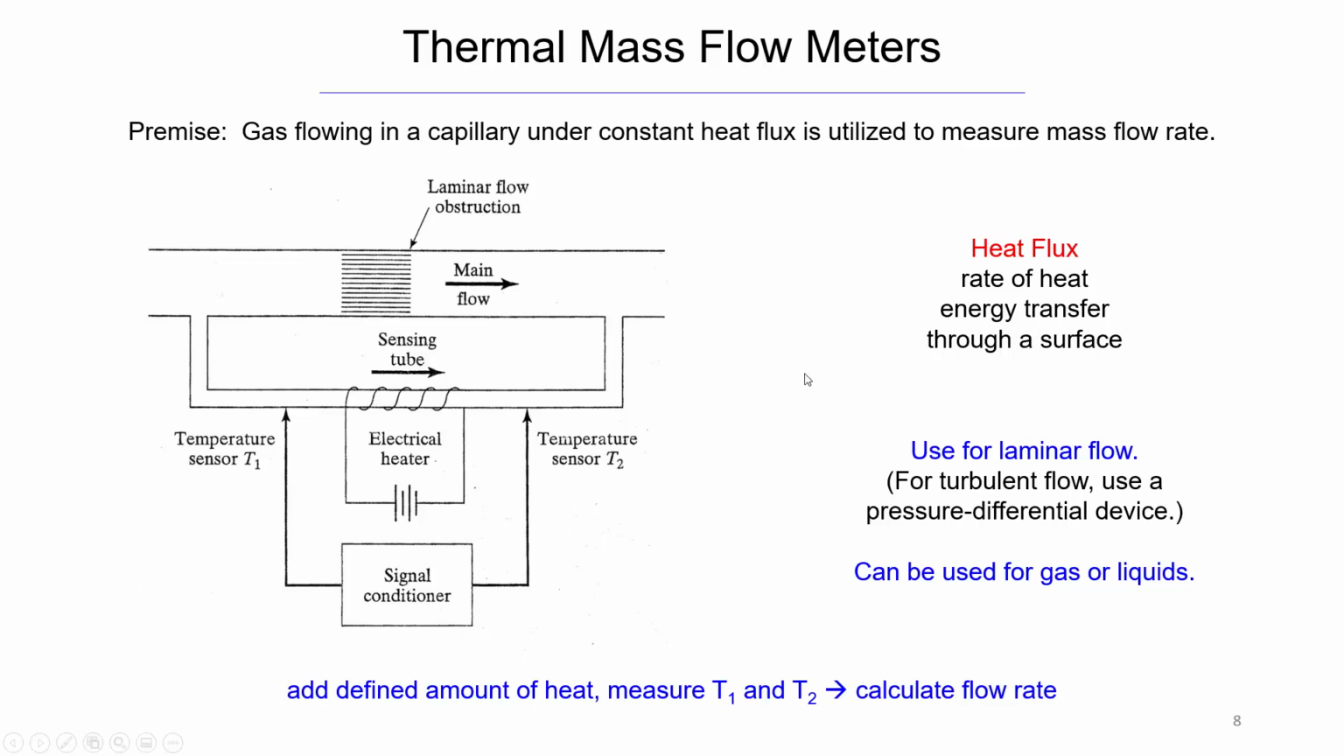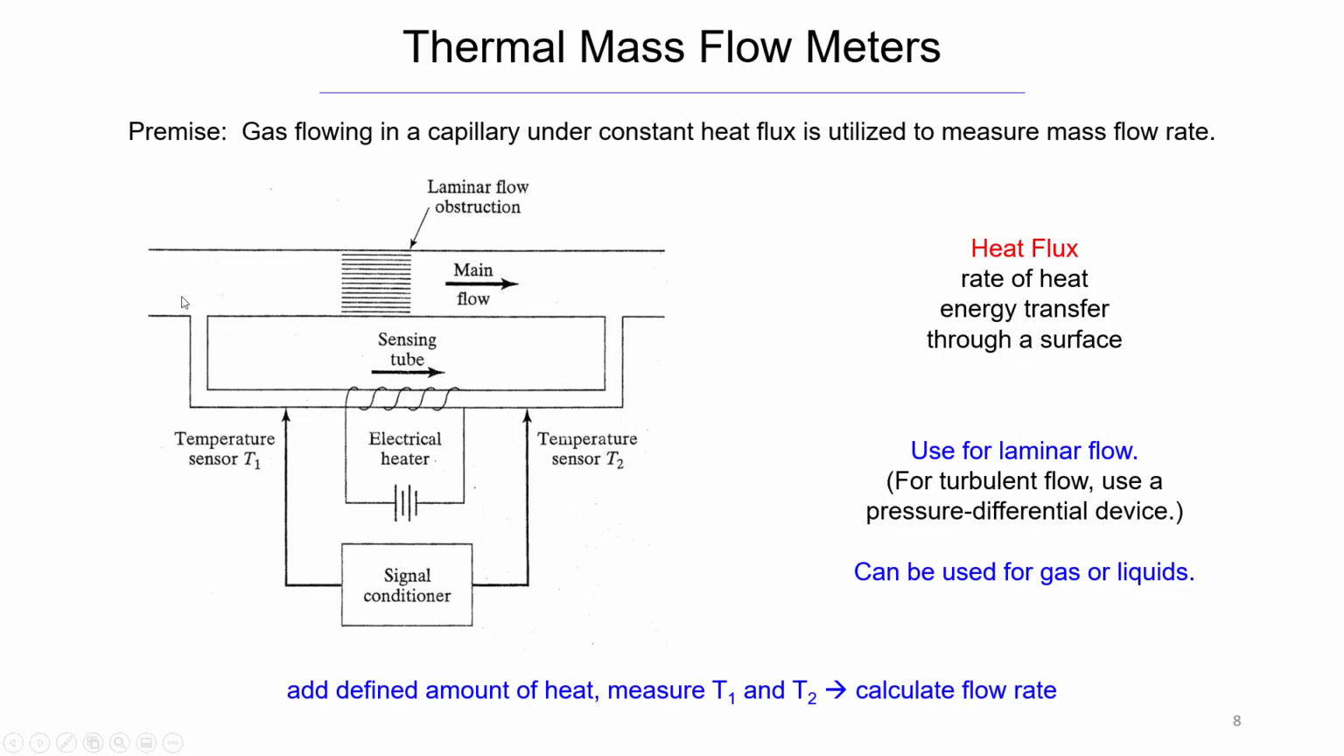So the premise of this is you have a gas flowing in a capillary. So here's the capillary. You have the main flow in this sensing tube capillary. It's under constant heat flux. Let's say this again. I'll read it like it says here. Gas flowing in a capillary under constant heat flux is utilized to measure mass flow rate. So remember, heat flux, that's the rate of heat energy transfer through a surface. So a constant amount of heat is applied.